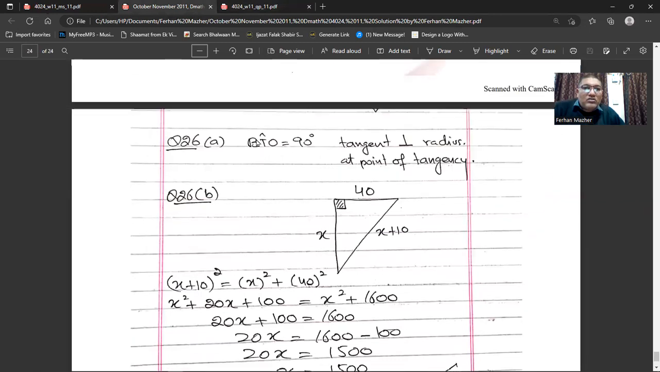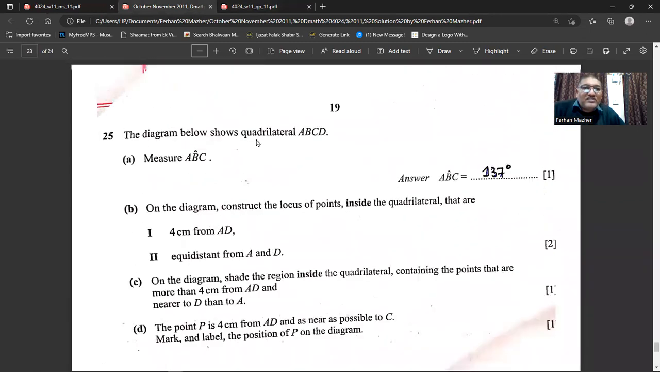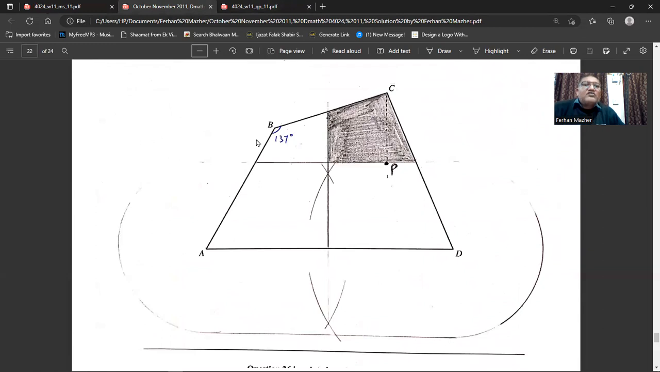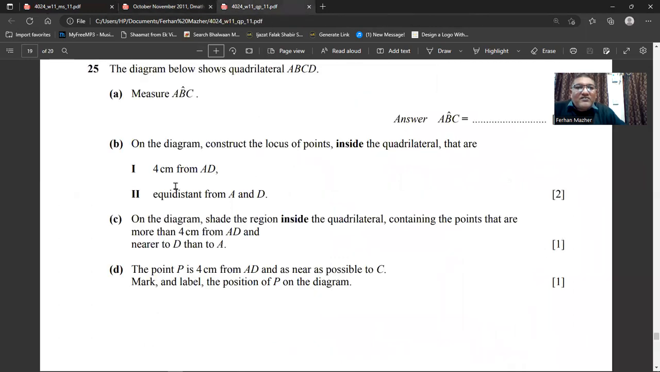Let me show you how this is done. So you will take A as the center, you will draw a circle of 4 centimeter. You will take D as center, you will draw a circle of 4 centimeter. Then you will draw a tangent to both the circles, and this is the tangent to both circles. So this line you see is always 4 centimeter from the AD. So I hope you understand this locus.